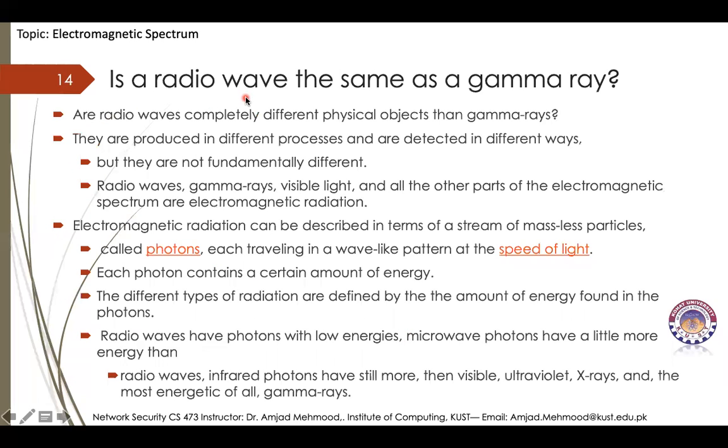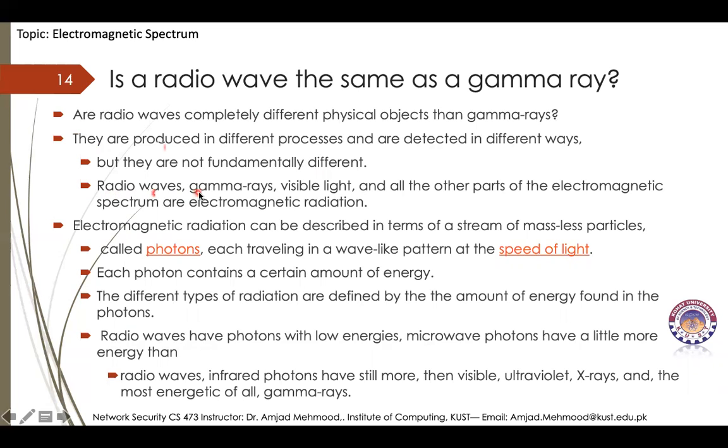Is a radio wave the same as gamma rays? A radio wave is a completely different physical object than gamma rays. They are produced in different processes and are detected in different ways, but they are fundamentally different.